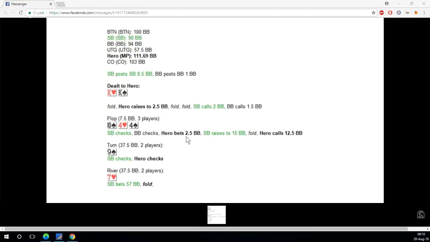So the way that you've played it so far, through this entire hand, looks okay from a GTO point of view. So are you happy with that? Is everybody happy with that?